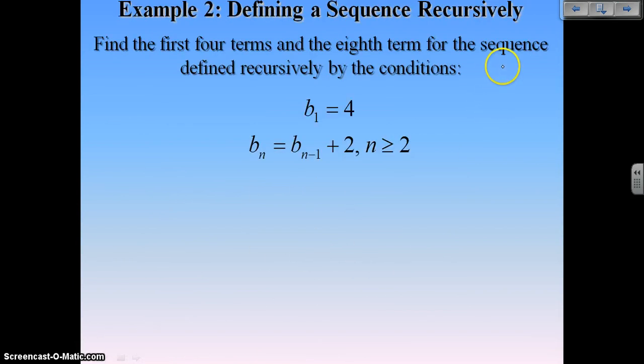And speaking of which, here's our recursive function. Now, a recursive function does not have a single equation. A recursive function will have, first of all, a starting value. It will also have a rule that says what we need to do to get to the next term. In this case, we're going to take the previous term, add 2. And then it lists the domain. I'm not overly concerned with the domain part here.